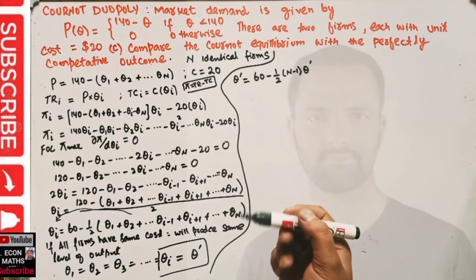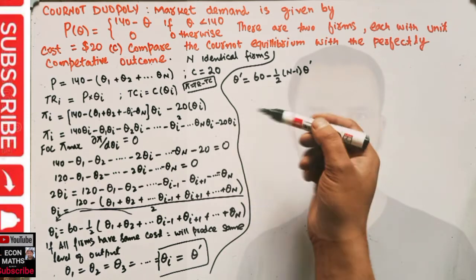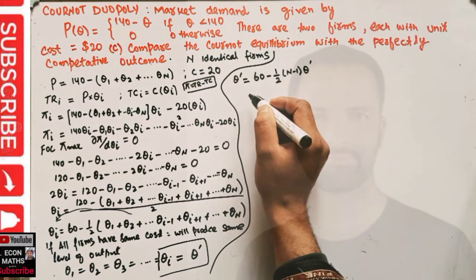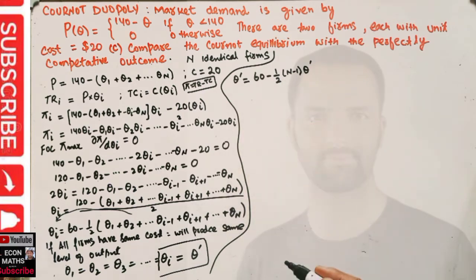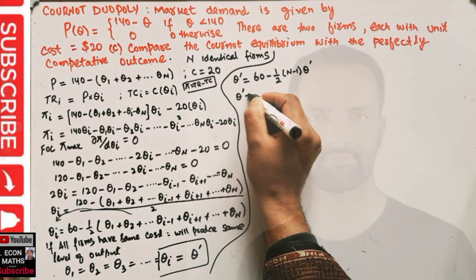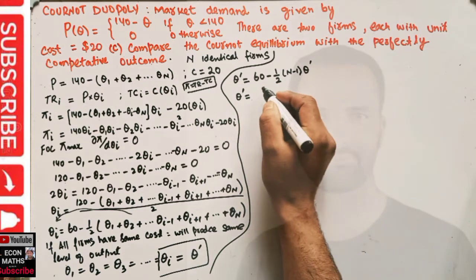So let's solve it again for q dash. It is getting lengthy here, so I cannot do anything. I just want to explain it to you guys.